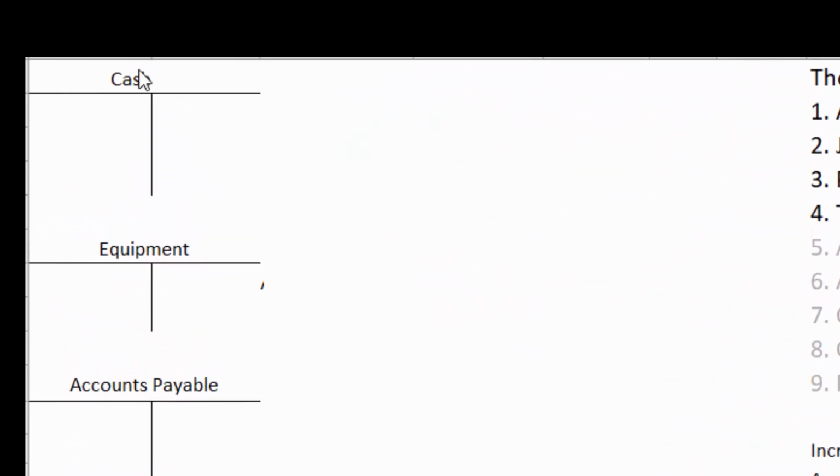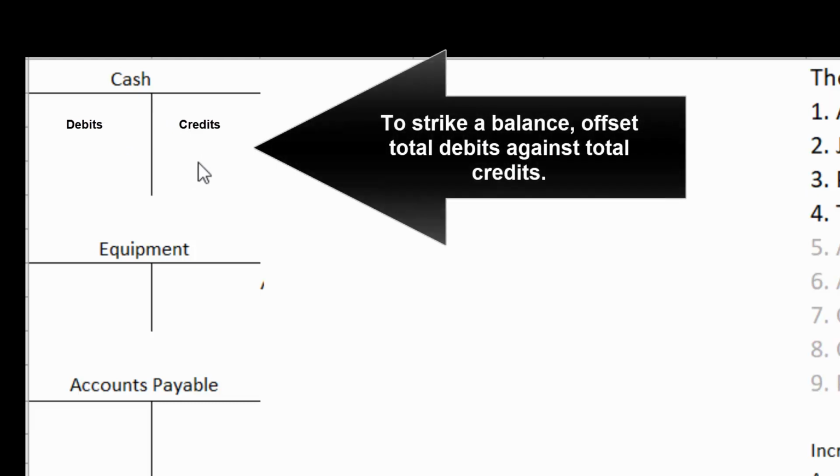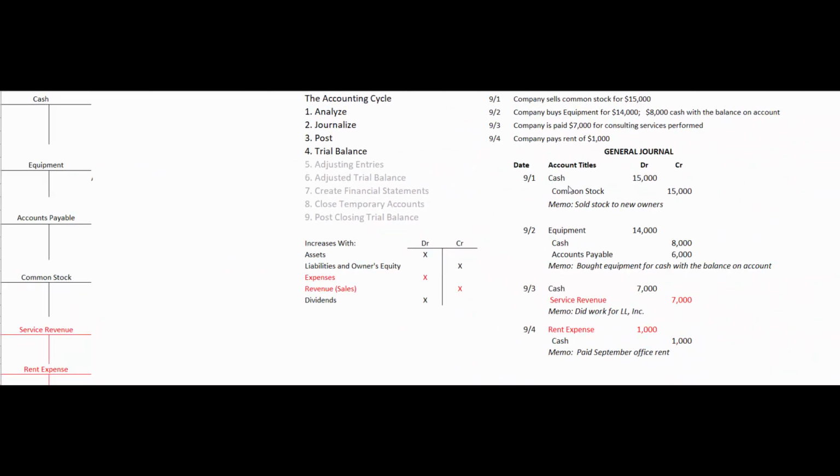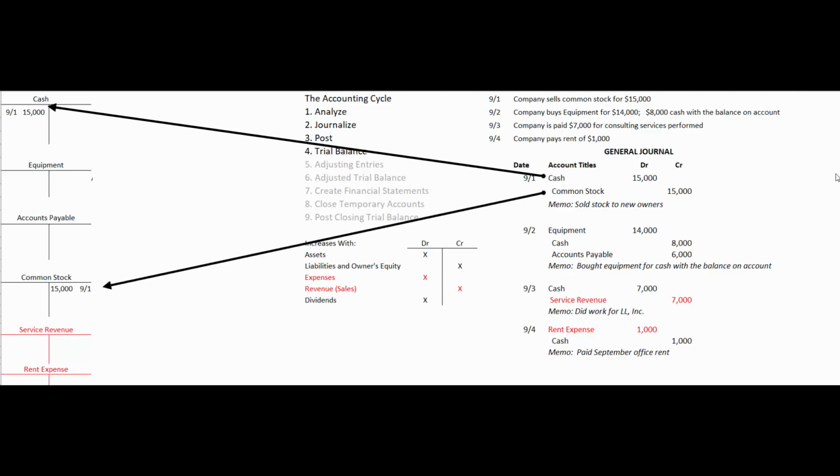The T account has the name of the account at the top. The left-hand side represents the debits, and the right-hand side represents the credits. We offset all the debits against all the credits to strike a balance. Let's post this first transaction. Cash got a debit of $15,000, and common stock got a credit of $15,000.